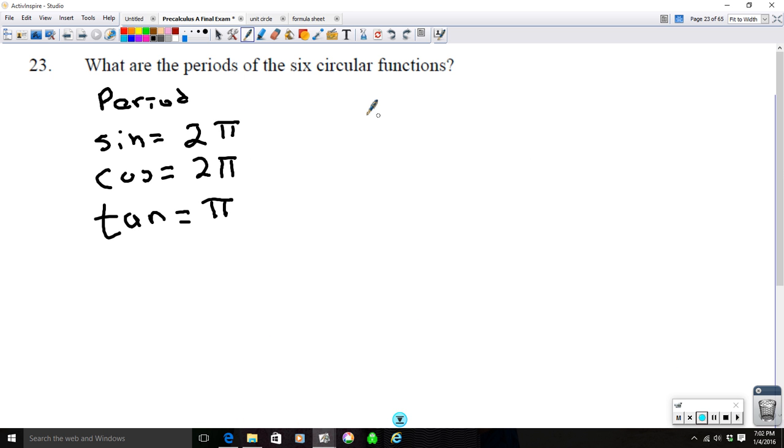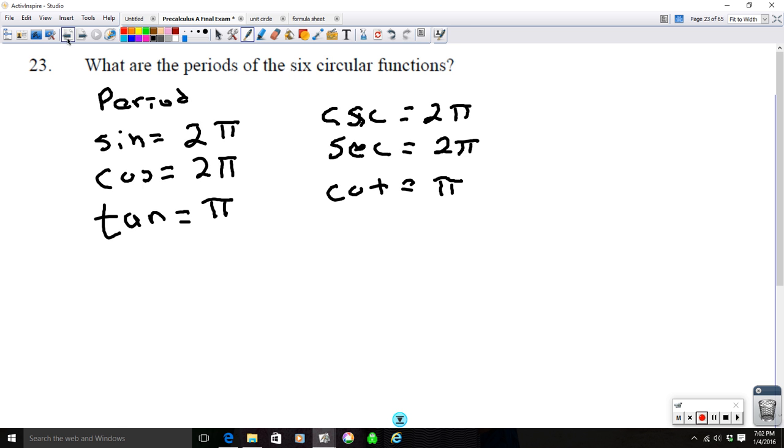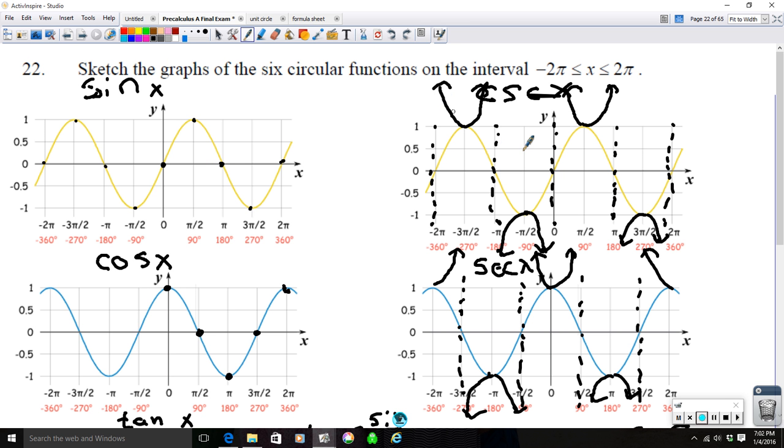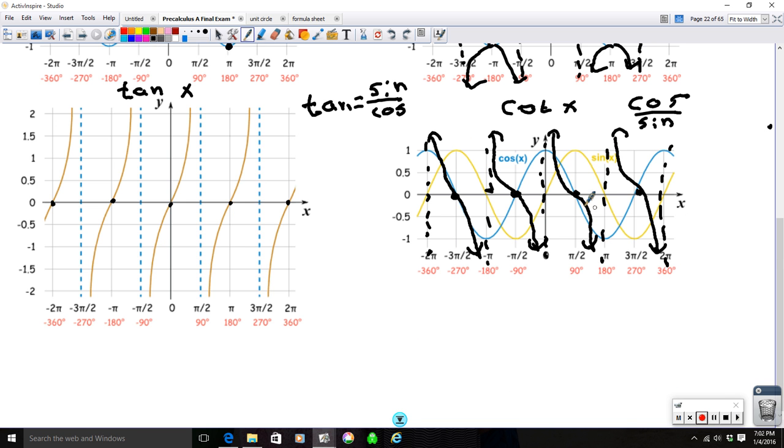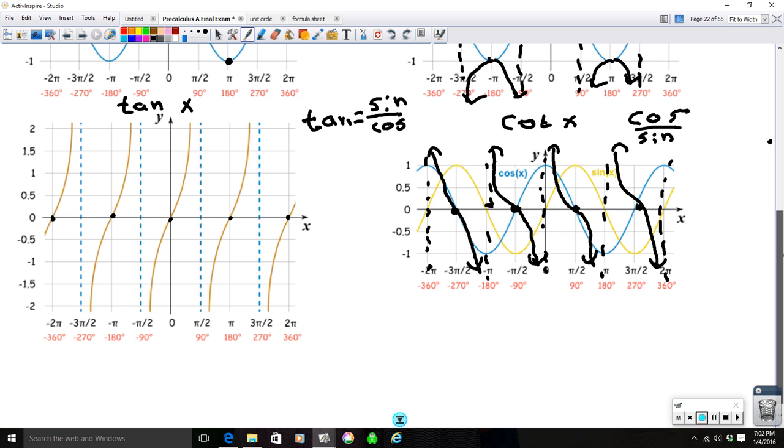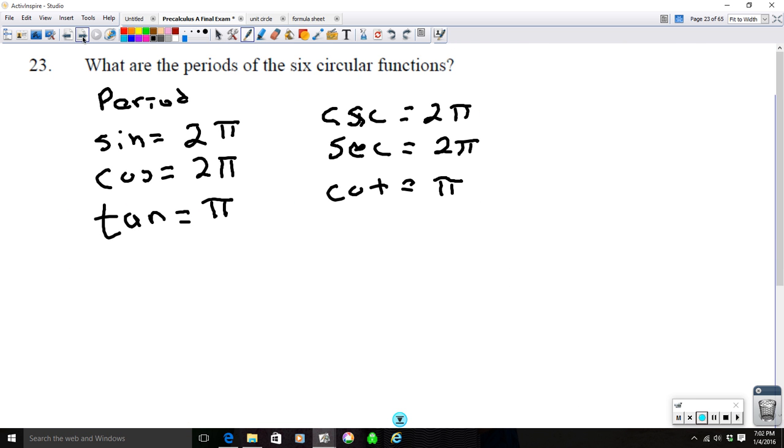When you look at your graph of cosecant, that period is 2 pi. Secant is also 2 pi. And cotangent, again, is pi. And let me show you why. Cosecant, from here to here is 1 full revolution. From here to here is 1 full revolution, so it's 2 pi. Same thing between here and here, which is negative pi over 2 and 3 pi over 2, that's 2 pi. And finally, for cotangent, between 0 and pi. So those are the periods, how long it takes to do a full revolution.